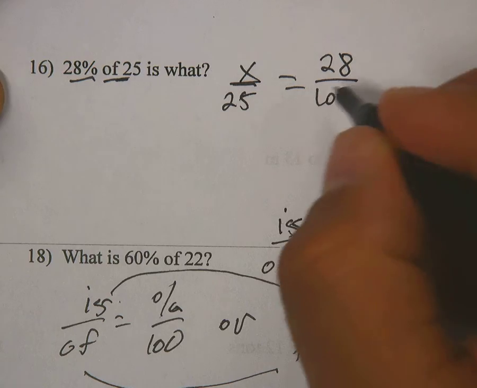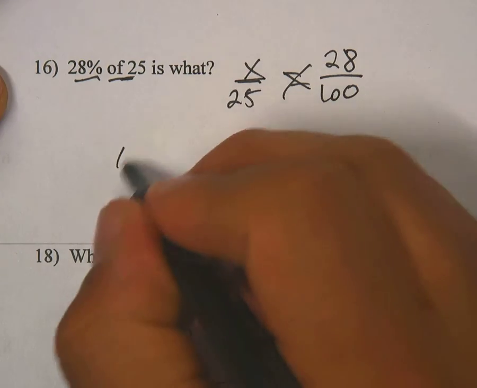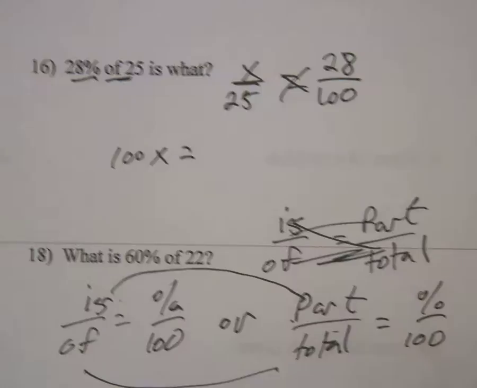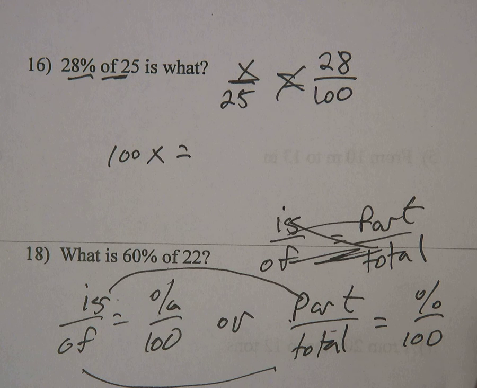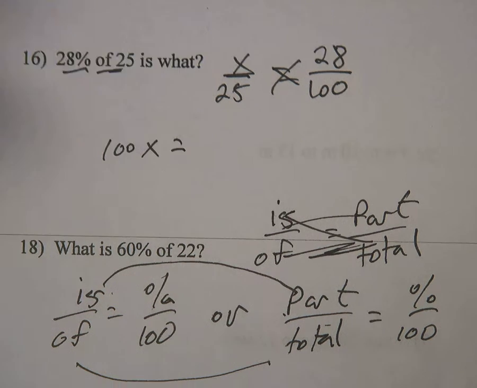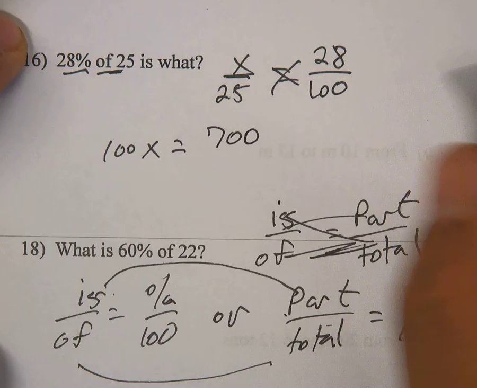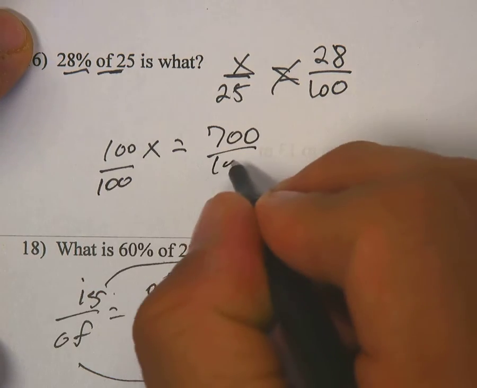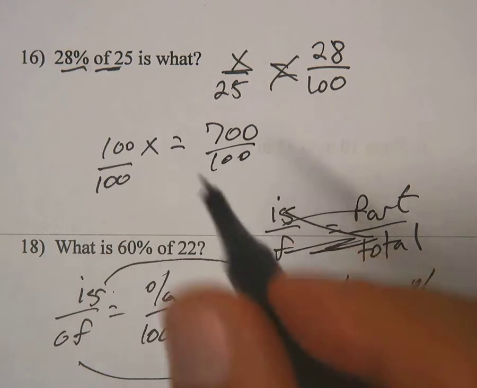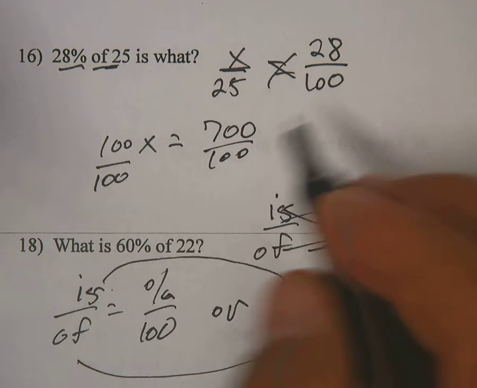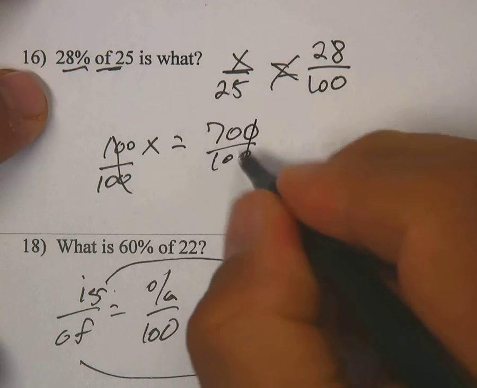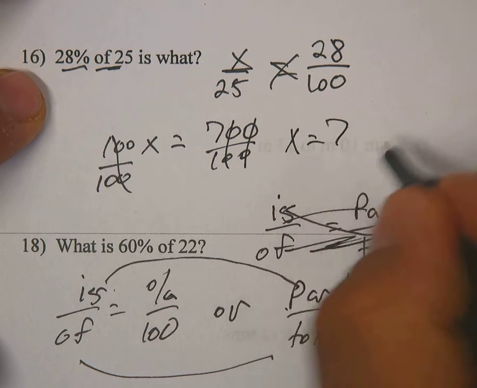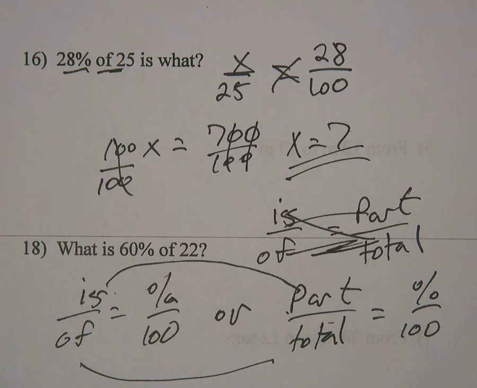Put an X, cross multiply, you get 100x equals 25 times 28, which gives me 700. And so now I just divide by the variable, or the number in front of the X. It's not always going to be 100. It depends on what's next to it. And so now I can cross out zeros and I know X is equal to 7. Okay, which is the answer. Okay, I'll do one more.